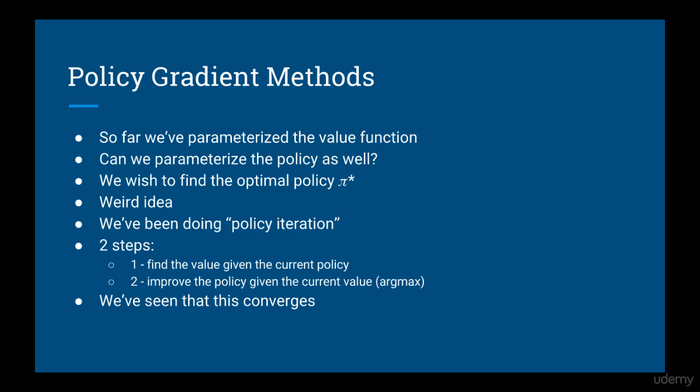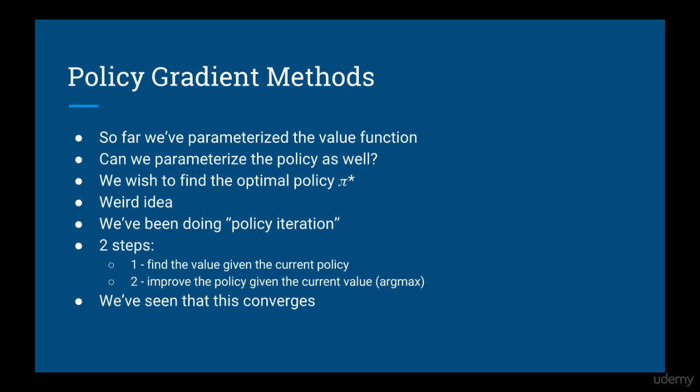In this section of the course, we are going to discuss another method of solving the control problem called policy gradient methods. We have so far been parameterizing the value function, but it's plausible that we can parameterize the policy as well. In particular, we want to find the optimal policy pi star. At first, this might seem like a weird idea compared to what we were doing before.